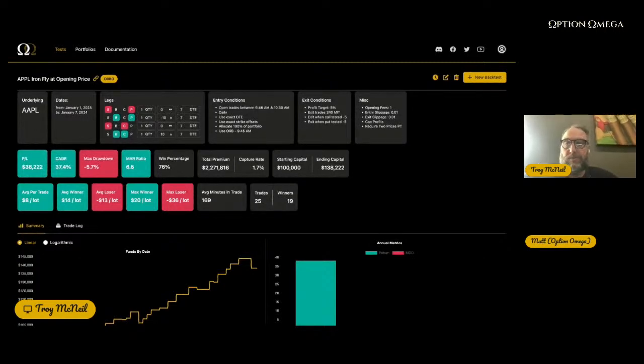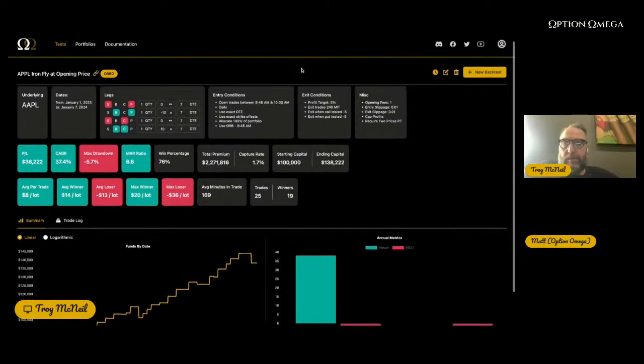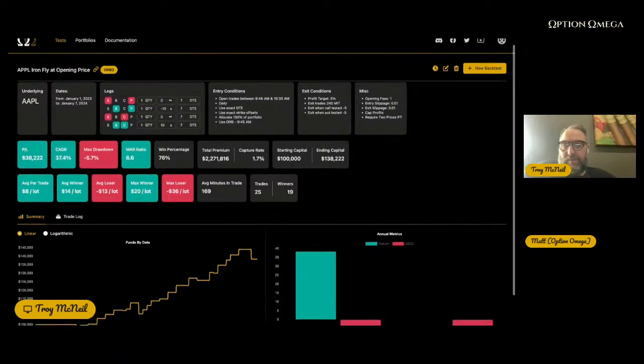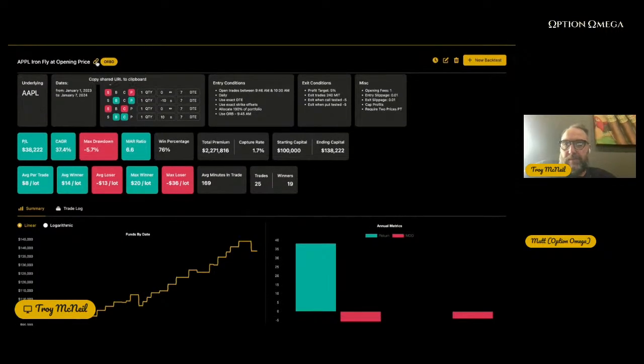Okay, we're going to go to Apple. We're back to equity land. This is an interesting one to me. We're going to get into mean reversion a little bit. So what we're doing with this one, let me share it.